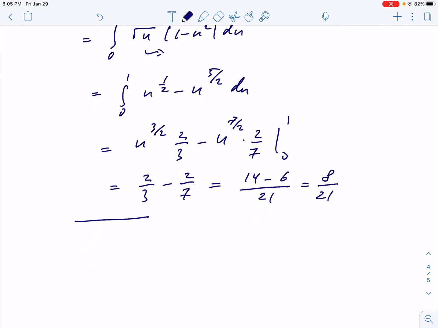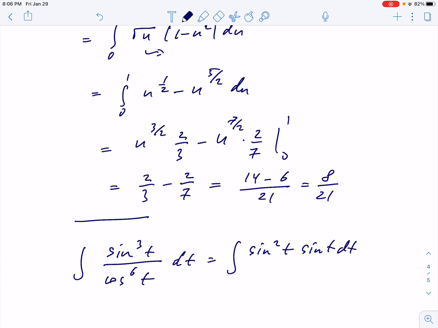Let's do another one. Integral sine cubed, let's write t this time, over cosine 6th power t dt. That's the denominator. And it's a little bit unpleasant, but it will be easy with the same principle. Sine cube we factor, writing sine squared t sine t dt. Below we have cosine 6t.